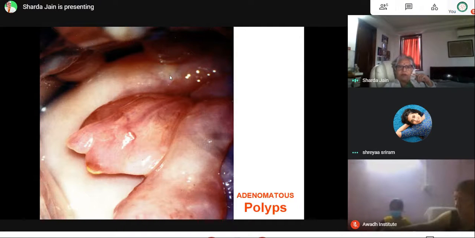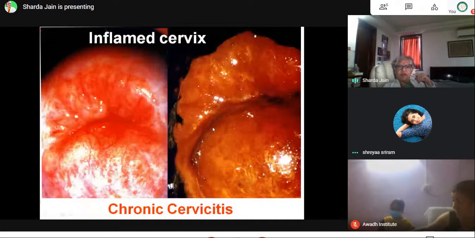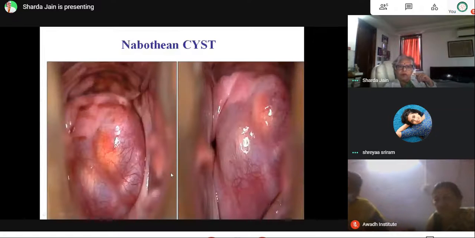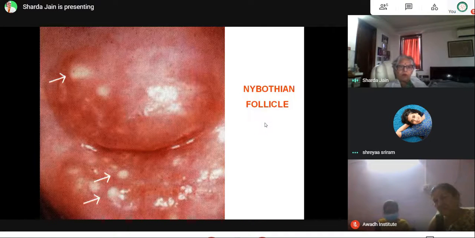Polyp, you can see here. This is inflamed chronic cervicitis, which gives almost the exact look. These are Nabothian follicles, which have taken the form of a big cyst, so now we call them Nabothian cysts. These are Nabothian follicles, blocked columnar epithelium.